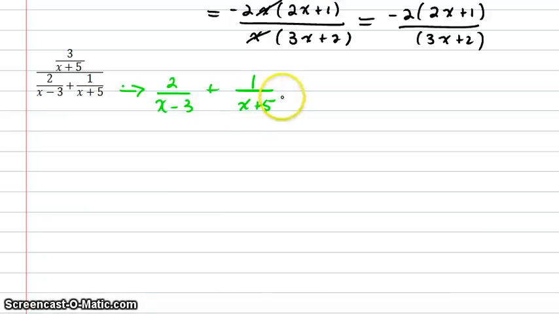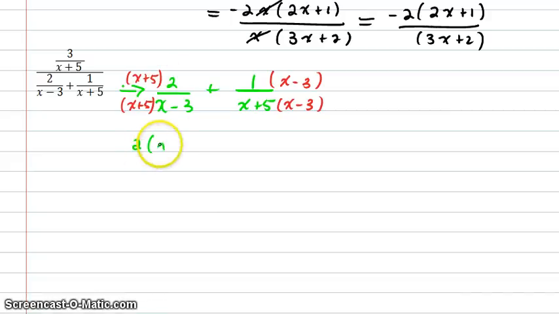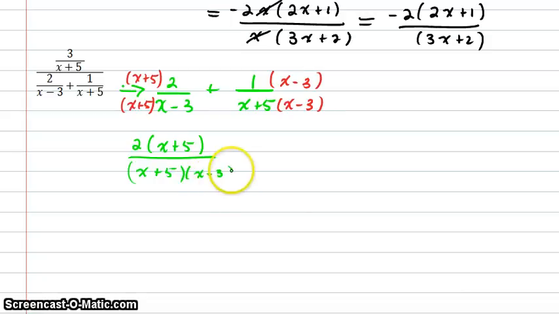Okay. To get a common denominator, we're going to need to multiply the x plus 5 by an x minus 3 on the top and the bottom. And we're going to need to multiply this by x plus 5 on the top and the bottom. So that's going to give us 2 times x plus 5 over x plus 5 times x minus 3, and then over here, plus x minus 3 over x plus 5 times x minus 3.